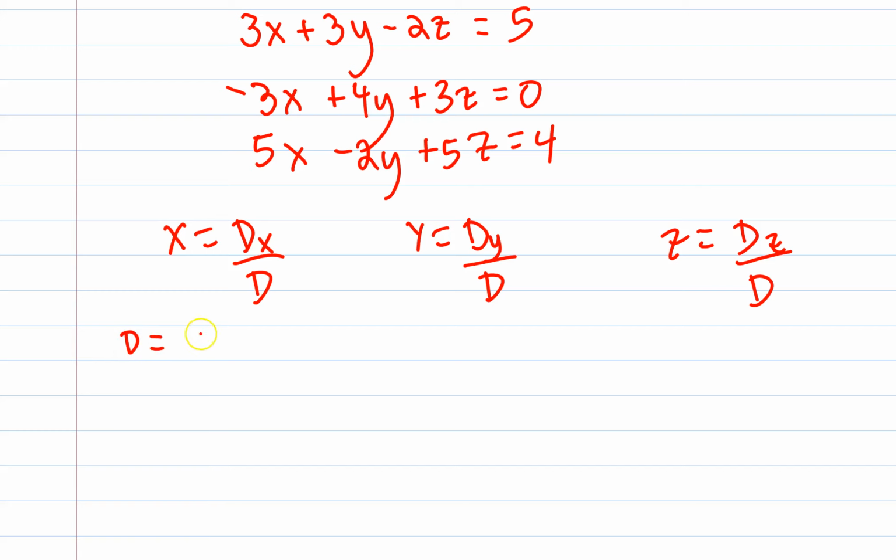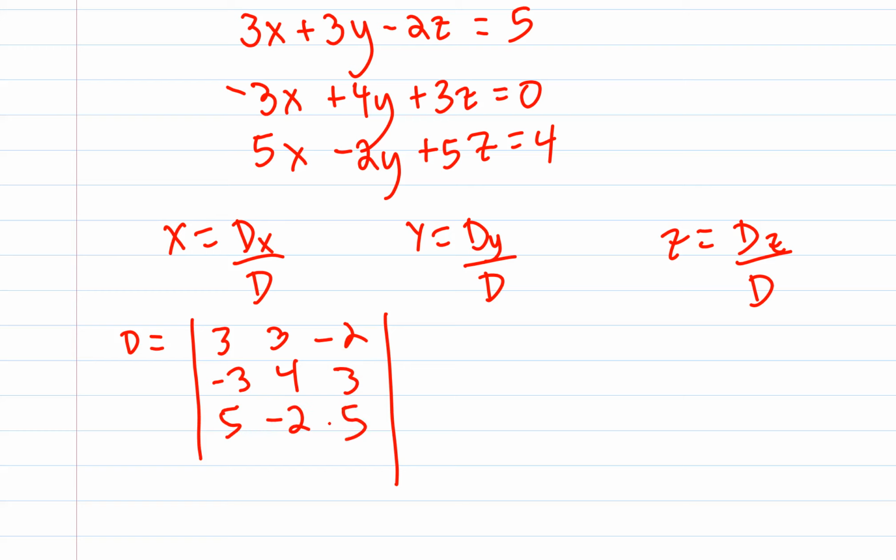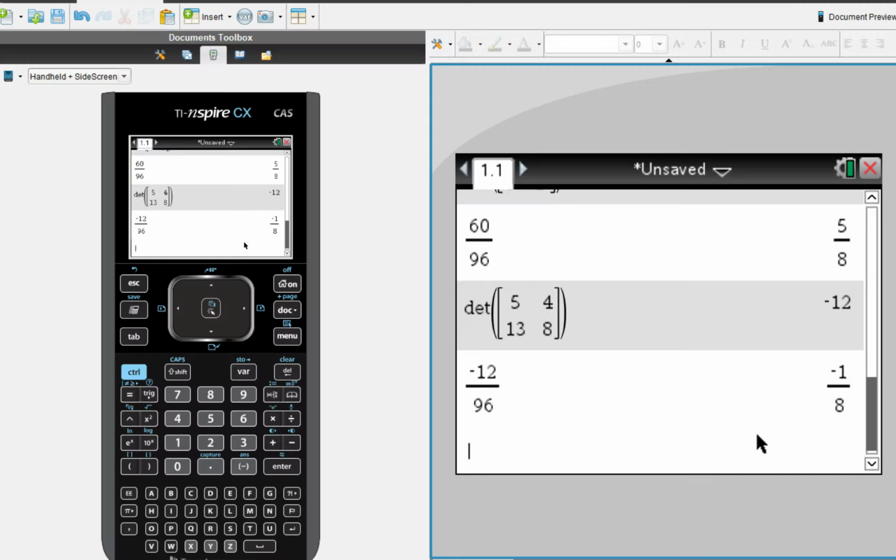Let's start with, what the heck is d? D, remember, is the determinant of the coefficients. 3, 3, negative 2, negative 3, 4, 3, 5, negative 2, and 5. If I wanted to do that by hand, I would have to do 3 downs minus 3 ups. Okay? That is not, to me, the purpose of this. I'm trying to show you how technology can make these way easier to solve. So I'm going to let the calculator do some heavy lifting.